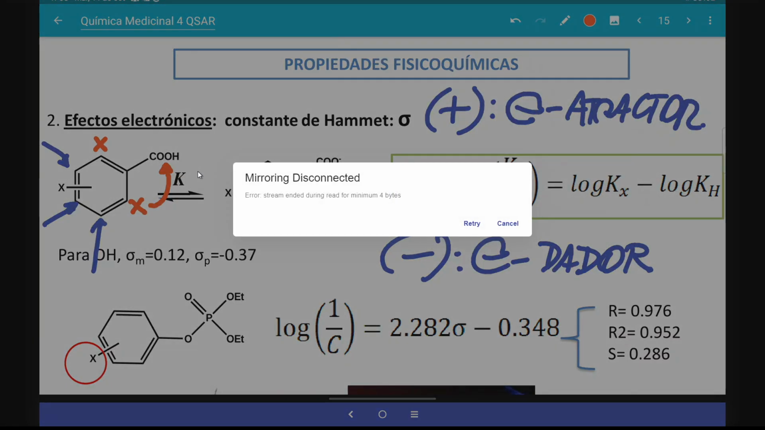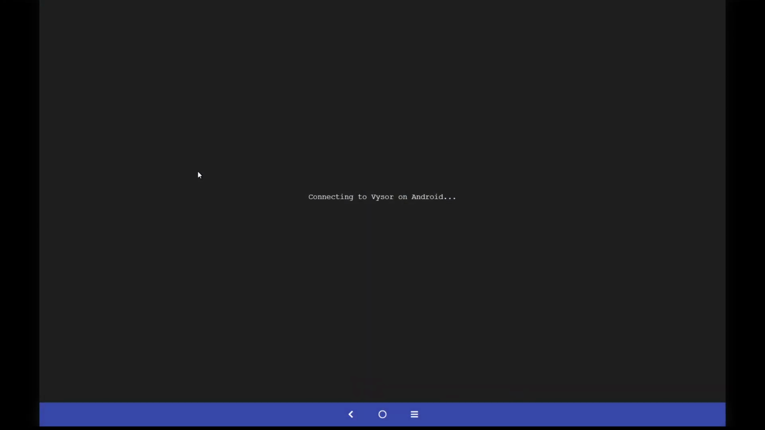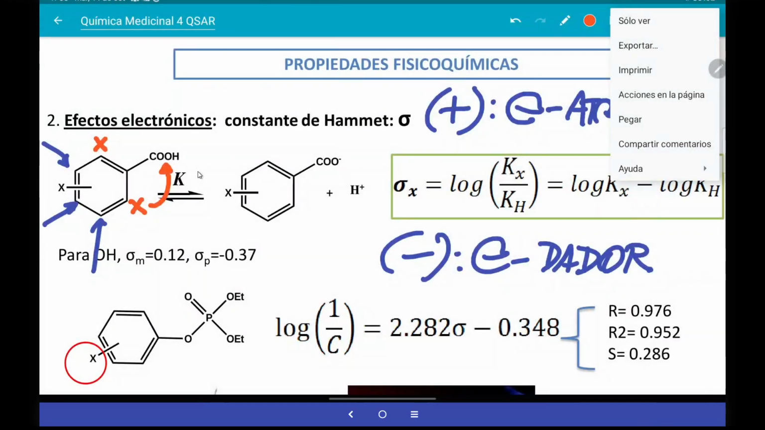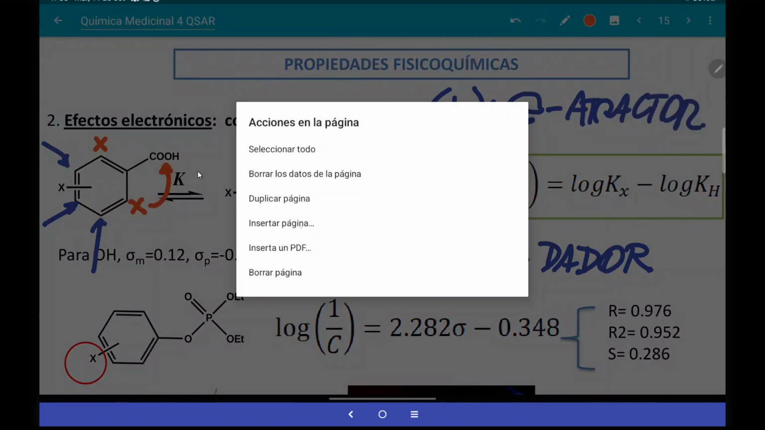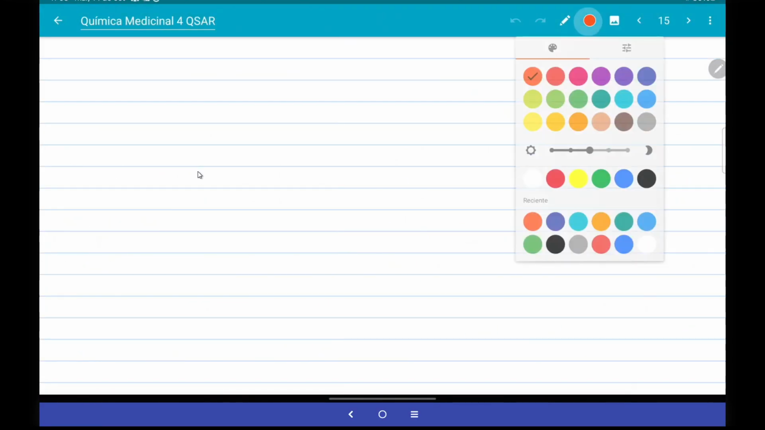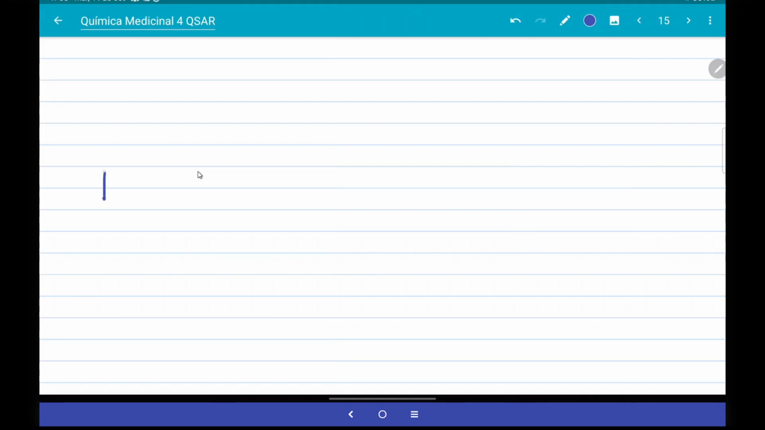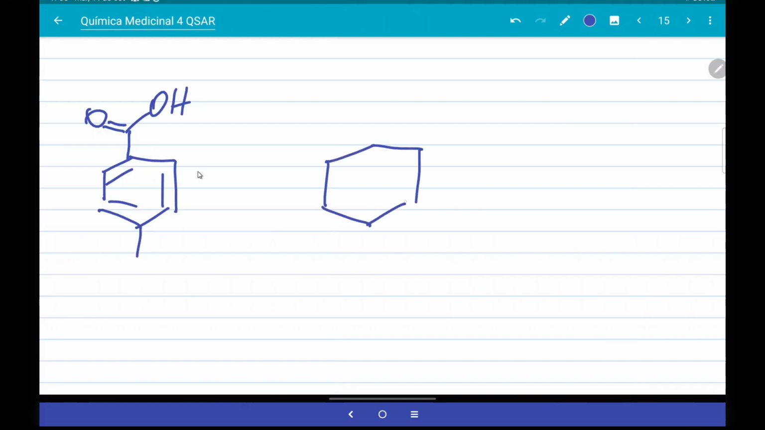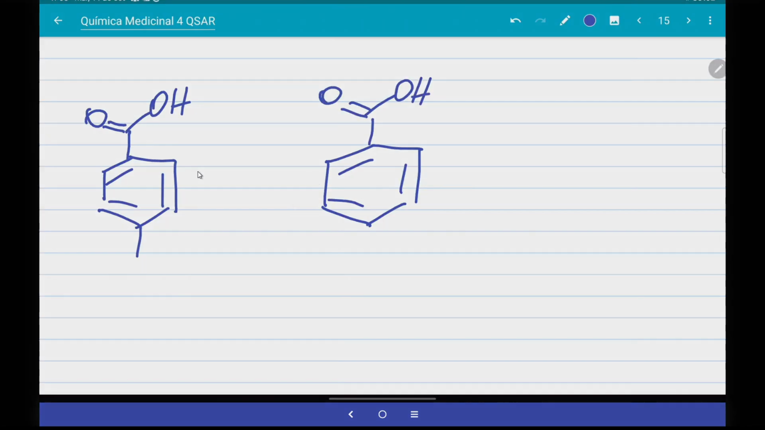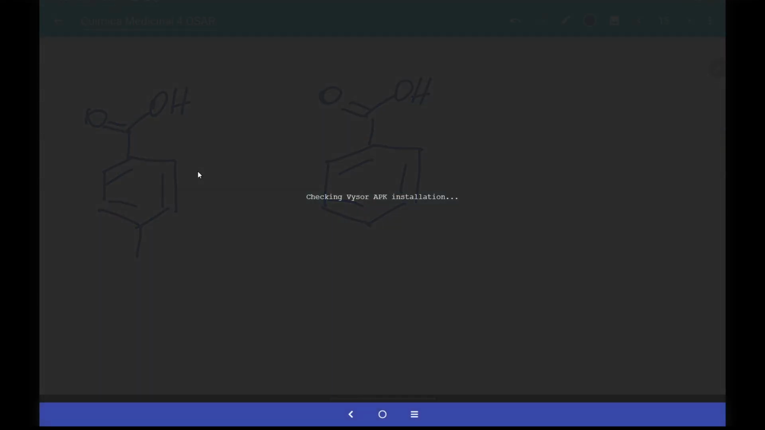I am going to give you an example. Allow me, we are going to illustrate this point. Then we have our benzoic acid as a reference system. We are going to have these two systems: the benzoic acid replaced with the CN group and replaced with a hydroxyl group.